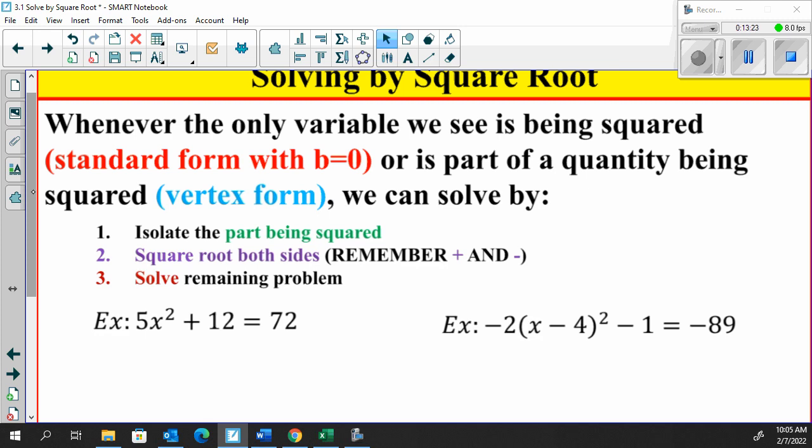All right, and here are the steps. First, we got to isolate the thing that's being squared. Take a square root of both sides. I'll tell you what this means in a second. And then solve the problem. So like I said, don't worry about writing all this stuff down. It's all going to get posted. Let's actually do an example. Let's do the important part.